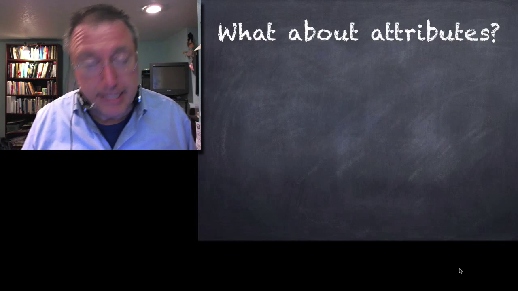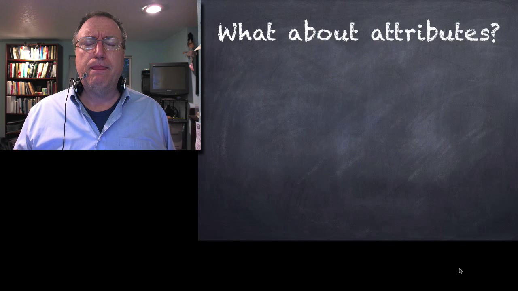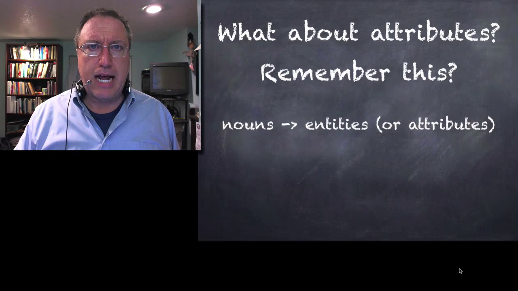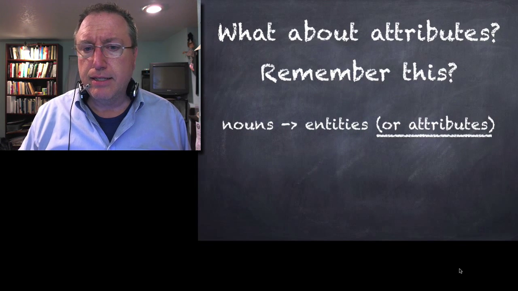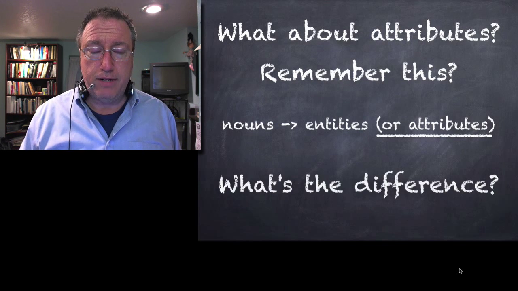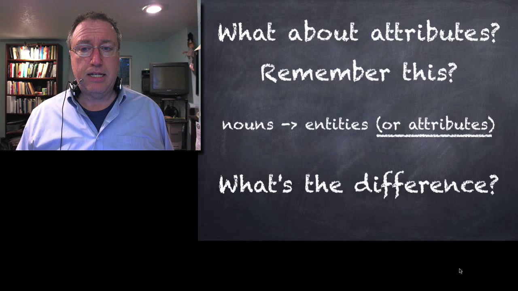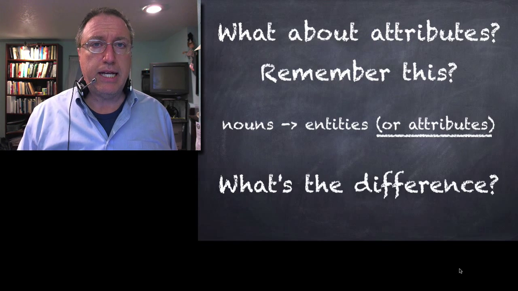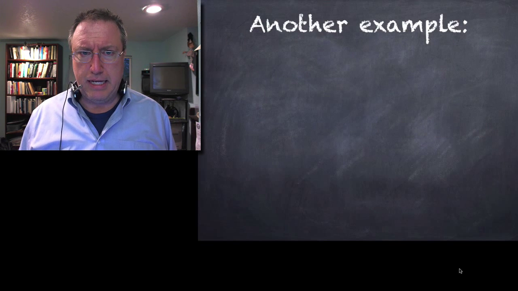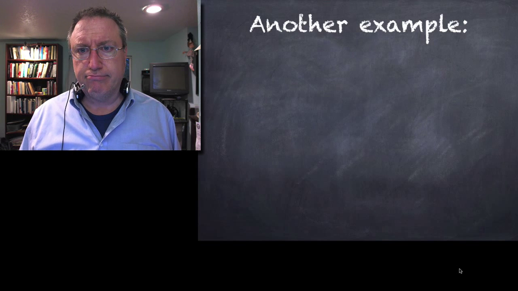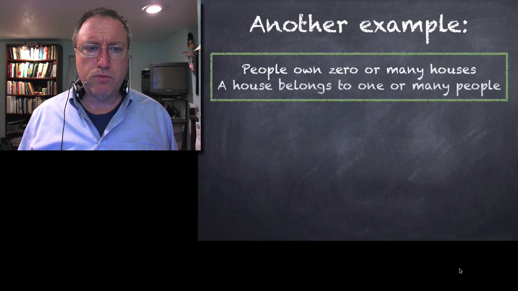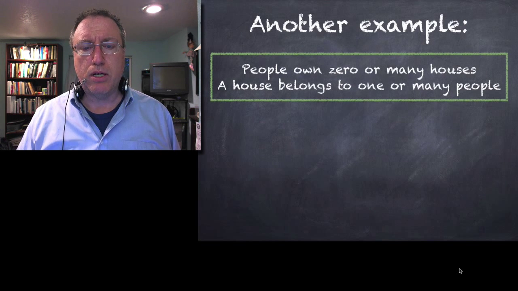Okay, so we've got entities, we've got relationships. What about the attributes? Do you remember the rule of thumb? Nouns indicate entities or attributes? Well, what's the difference between an entity and an attribute when I'm looking at a business rule? Like so many situations, you've got to see an example to understand it. Here's our first rule. People own 0 or many houses. A house belongs to 1 or many people.